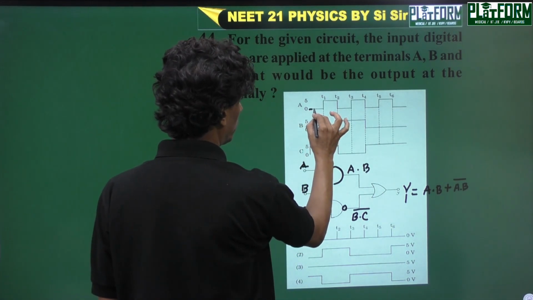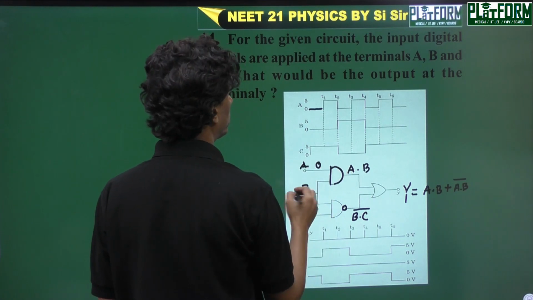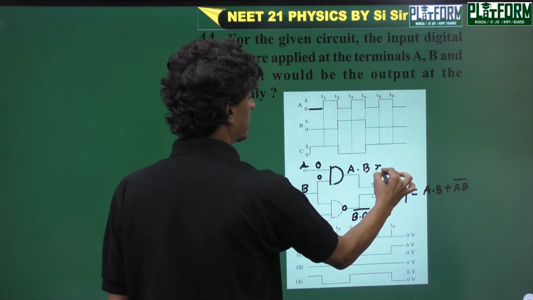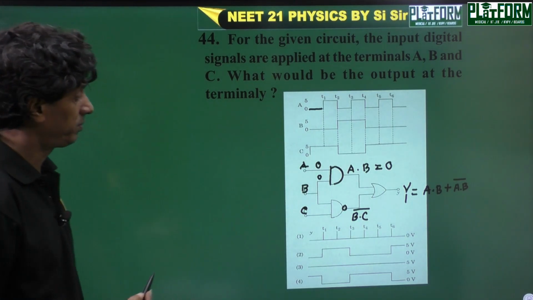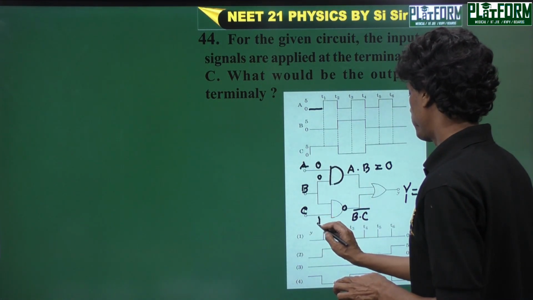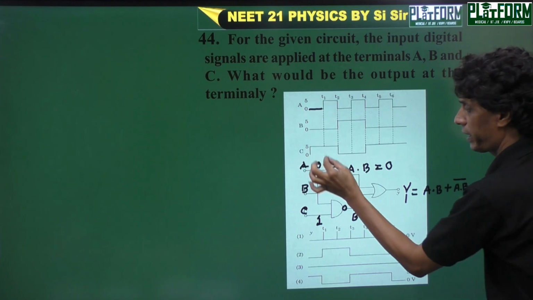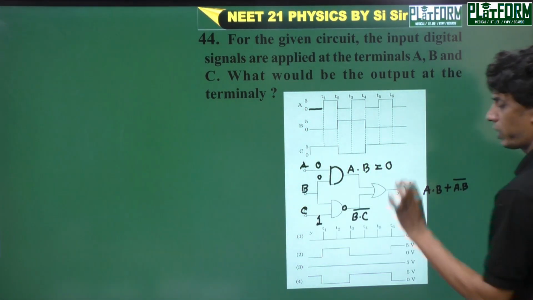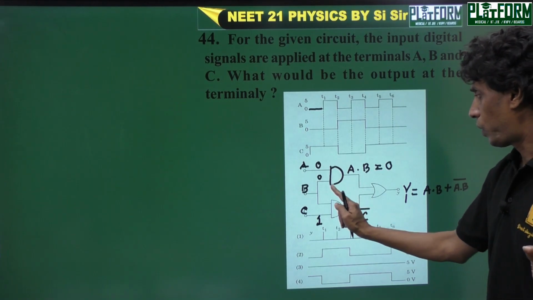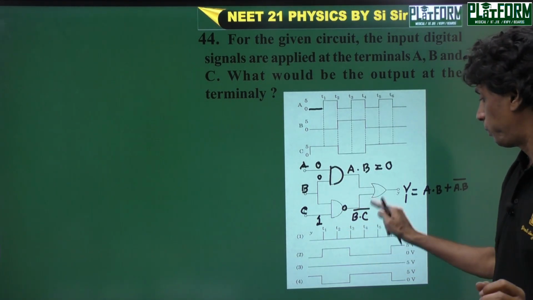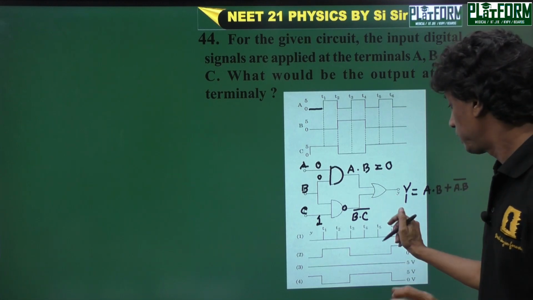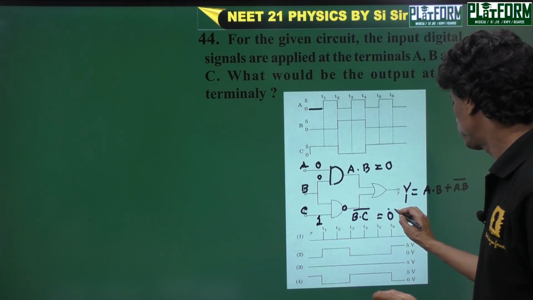Initially the value of A is 0, the value of B is also 0. Here the result is 0. Okay, the value of B is 0, but the value of C is on. In the off condition, I have taken 0. In the on condition, that is the 5 volt, it is 1. So AND gate, A and C, 1 and 0 is 0, and the bar of B and C, it is actually bar of 0, that is 1.